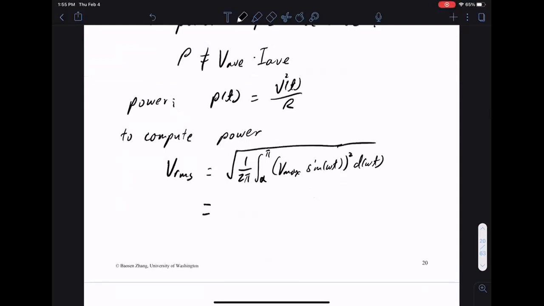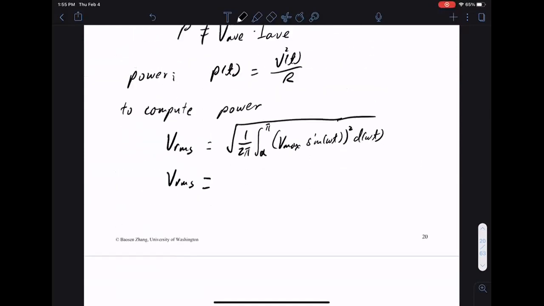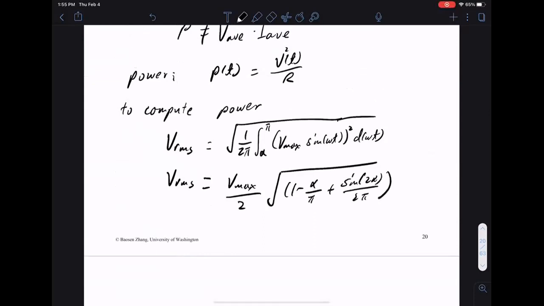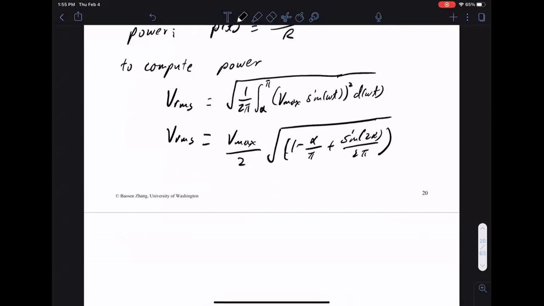We can compute this. You can basically compute the integral. We're not going to care too much about how exactly you compute it. It's not a very difficult one to compute, but nevertheless, we can integrate and get this answer. So this is the answer you get by integrating the whole thing out. So this is the RMS.